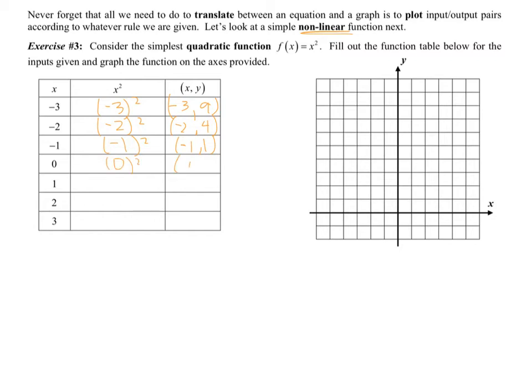0 squared is always just going to be 0. Positive 1 squared is 1. Positive 2 squared is 4. And positive 3 squared is 9. So we're going to plot these points. So negative 3, positive 9. 1, 2, 3, 4, 5, 6, 7, 8, 9. Then negative 2, positive 4. Then negative 1, 1, and 0, 0. You will notice that when you plot the points on the other side, that they are symmetrical.